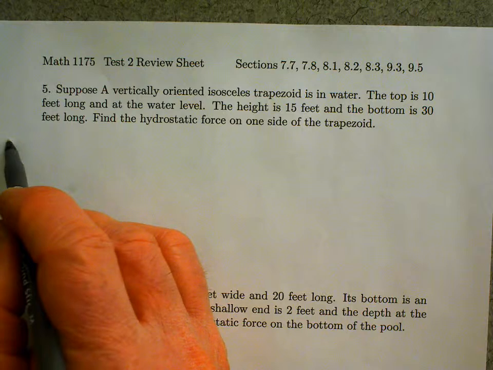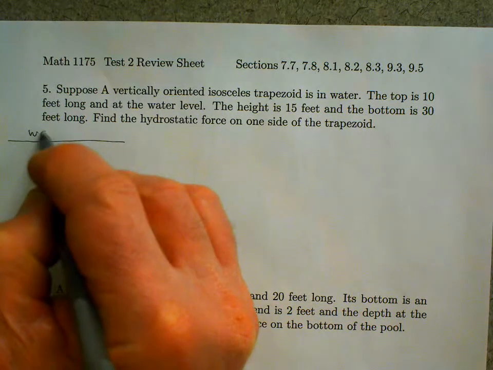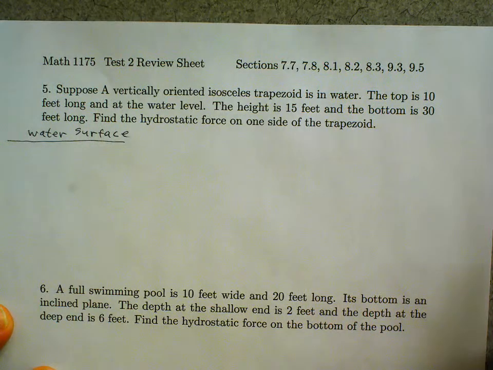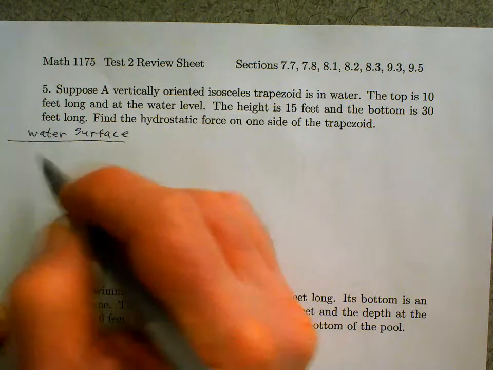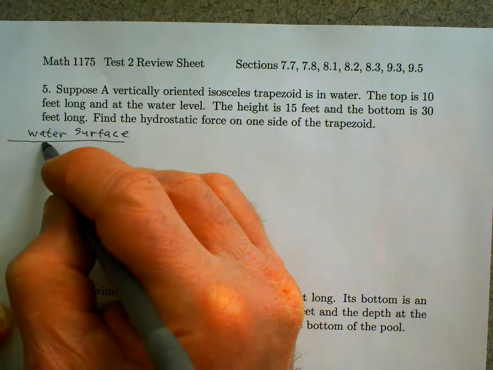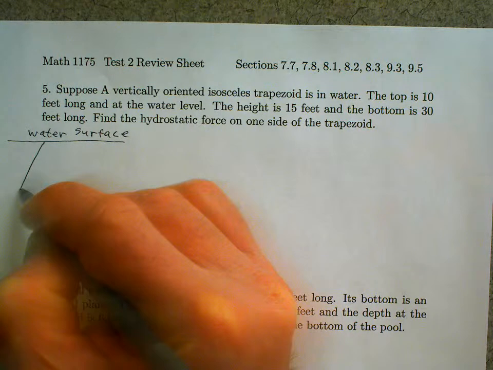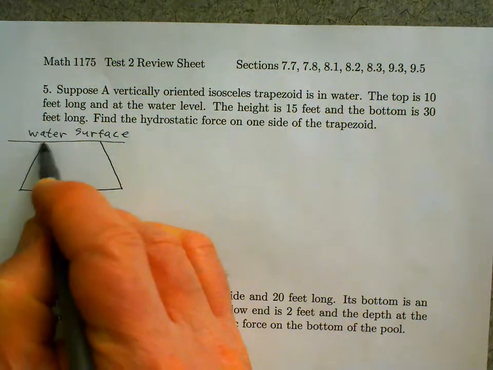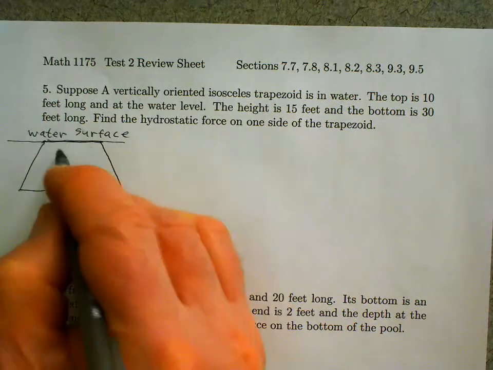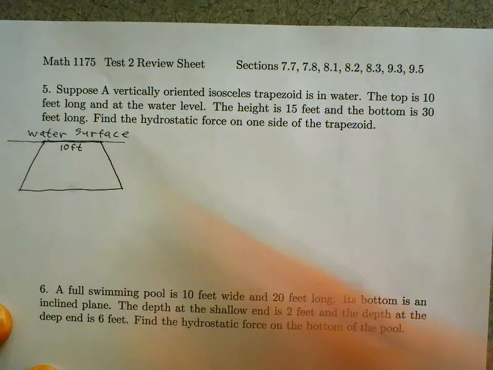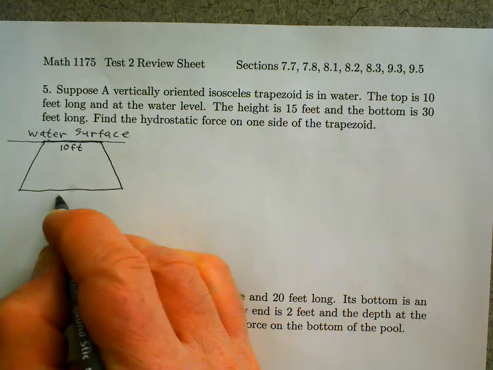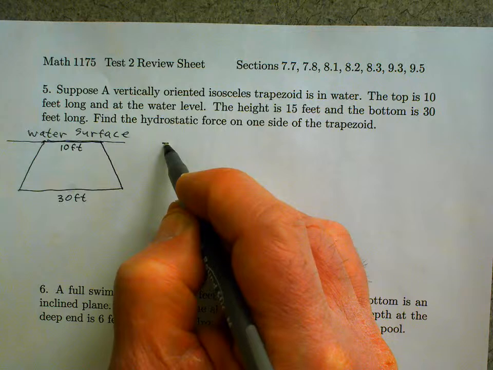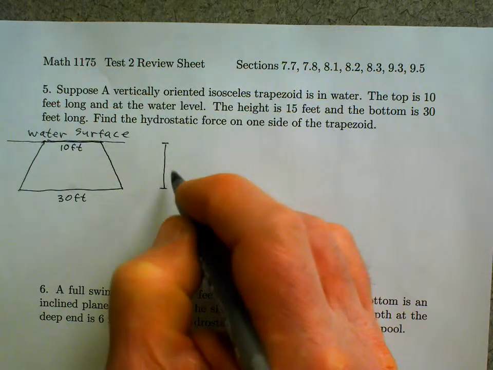Okay, so we have the water surface, and the top of the trapezoid is at the water level. It's an isosceles trapezoid. So the top is 10 feet, the bottom is 30 feet, and the vertical distance is 15 feet.